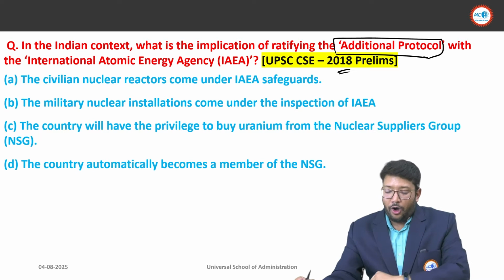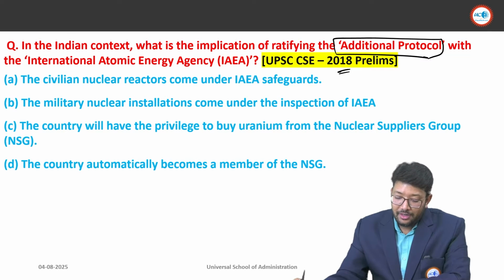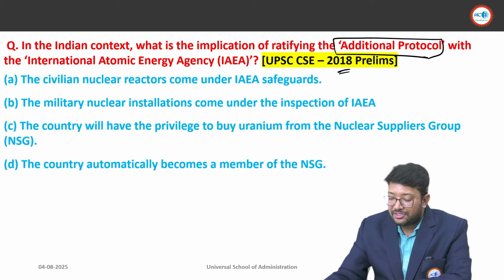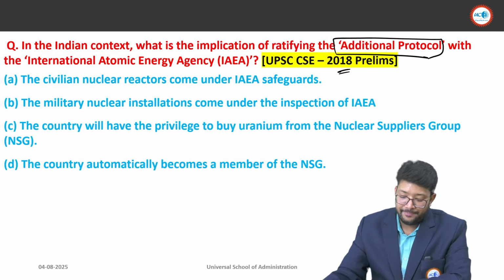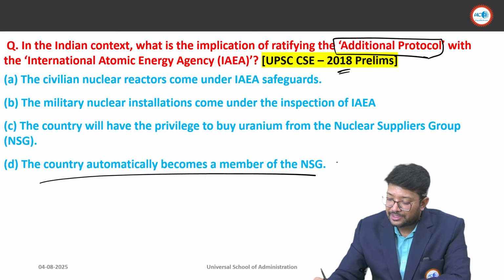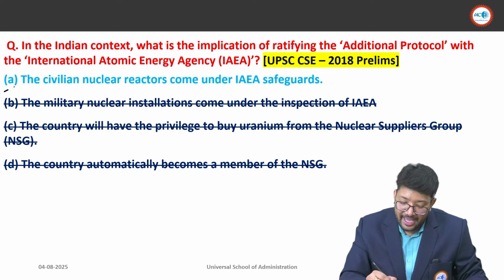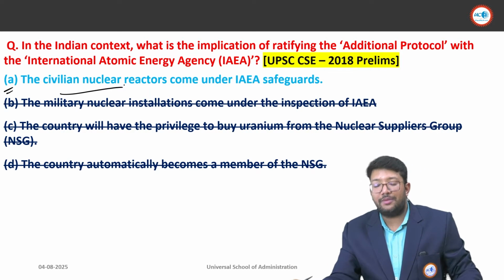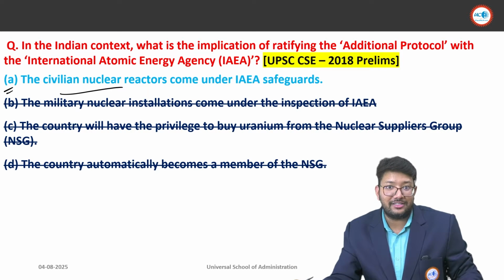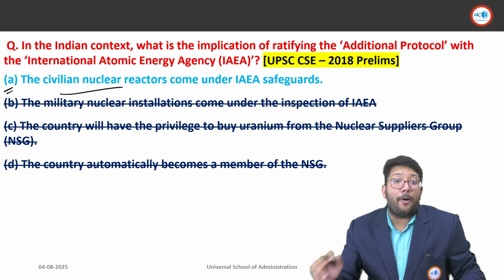Option one was that civil nuclear reactors come under IAEA safeguards. Second, military installations come under the inspection of IAEA. Third, the country will have the privilege to buy uranium from the Nuclear Suppliers Group, NSG, and the country automatically becomes a member of the NSG. What is the answer? Students, the answer is A: civilian nuclear reactors come under IAEA safeguards. Now let's break down each option.